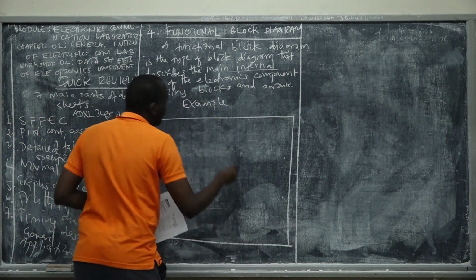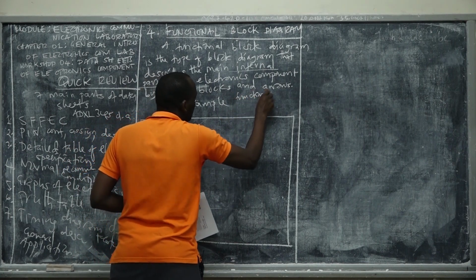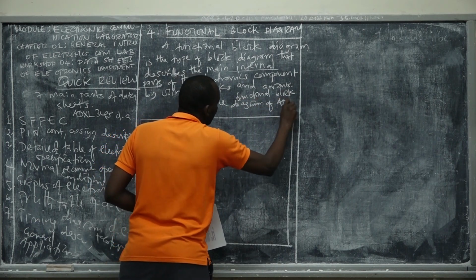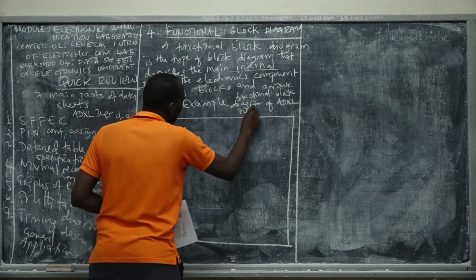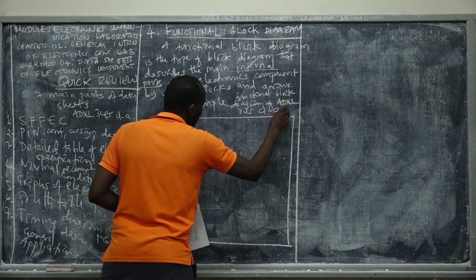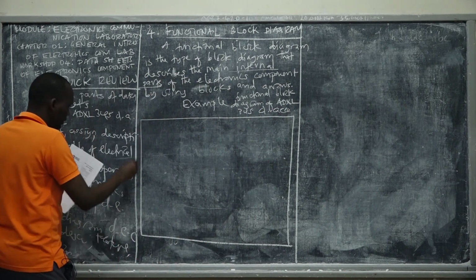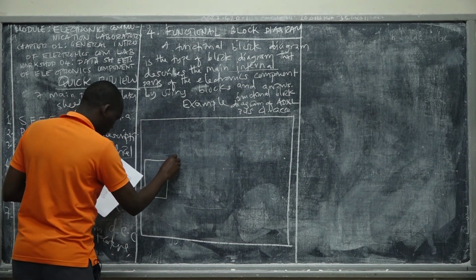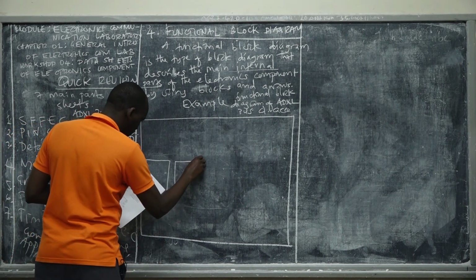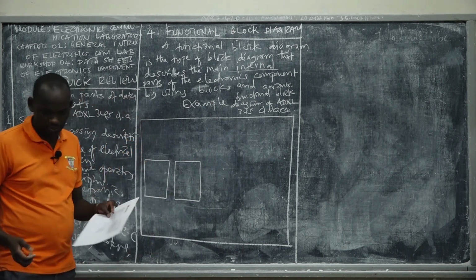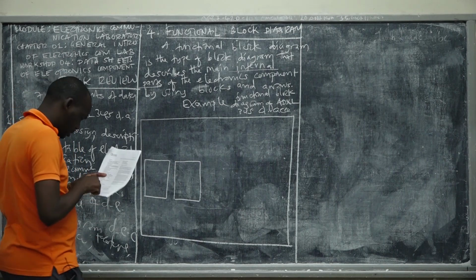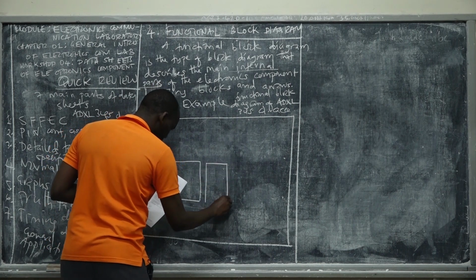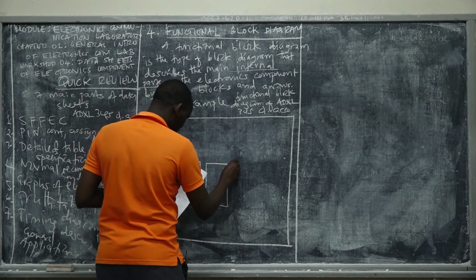Let us see an example of the functional block diagram of the ADXL345 digital accelerometer. Then we have the first block. We have also the next block. One, two, three, four, five. We have the next block. We have the next block.